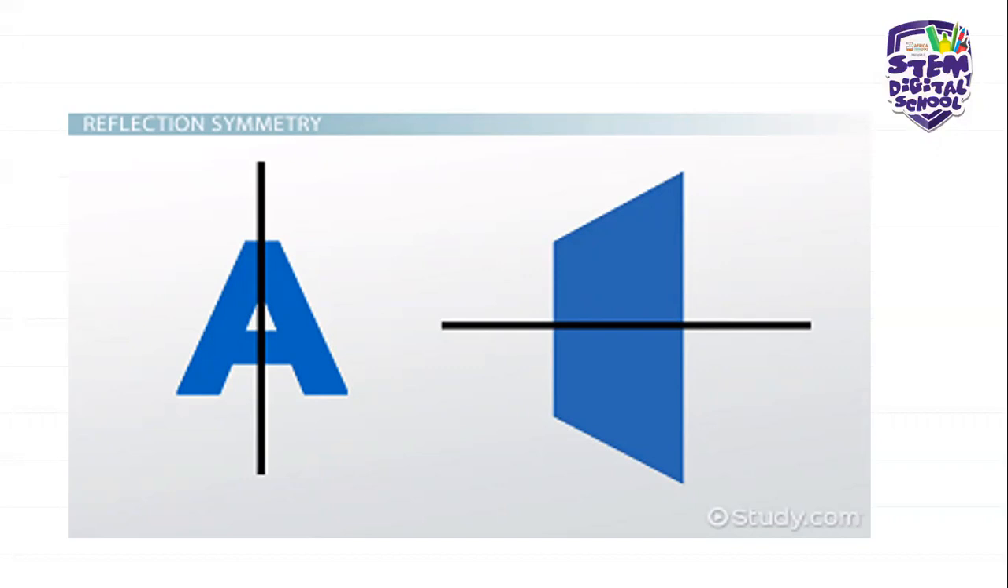And this is what we mean when we talk about symmetry. We are defining the line of symmetry as a line that can divide any geometric figure in such a way that one half of the geometric figure is a reflection of the other half.